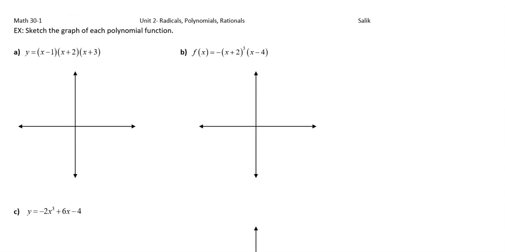this thing would have a degree of what? 3, right? This is an x to the 3 polynomial. Is it positive or negative out front? It's positive, right? So I'm expecting this thing is going to do a general shape like that. Okay, but before I do that, let's figure out where our x-intercepts are. So according to this part of it, we'd have an x-intercept at 1, an x-intercept at -2, and an x-intercept at -3.